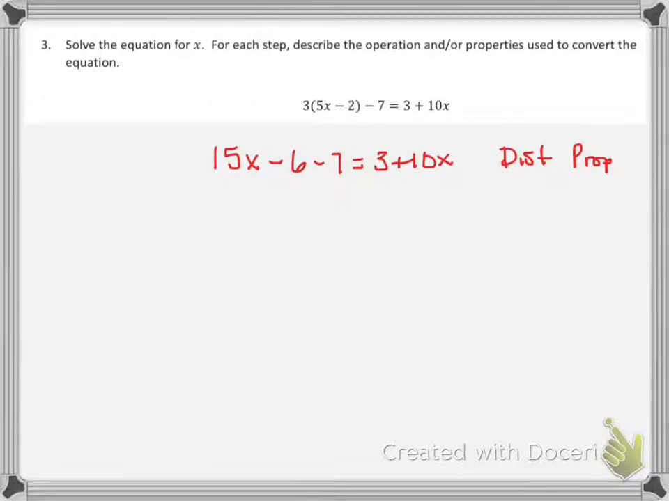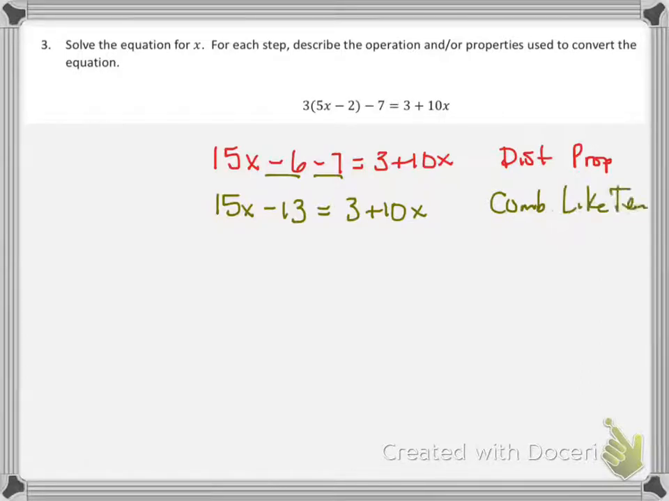Next, I would combine like terms. 15x, and put these two together. That gives me a negative 13 is equal to 3 plus 10x. That's combined like terms. Okay, there's that.